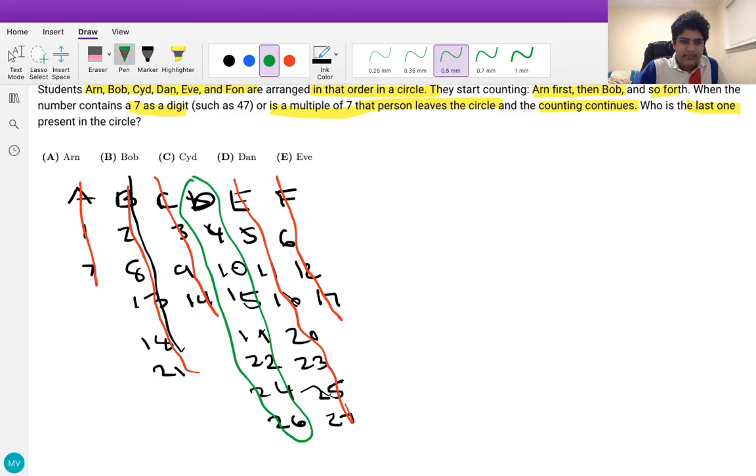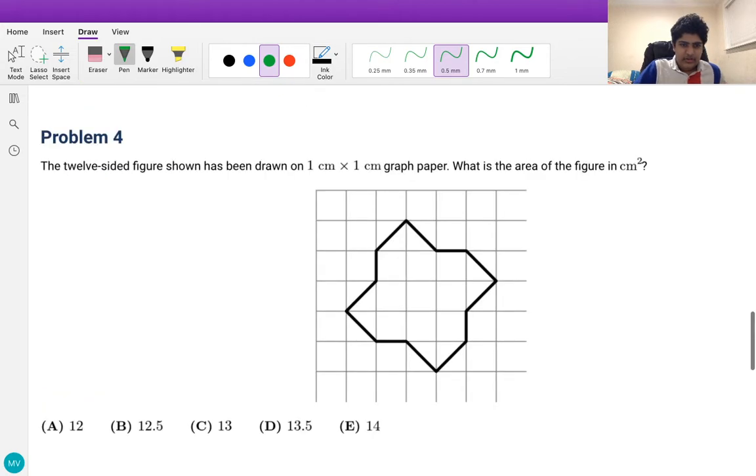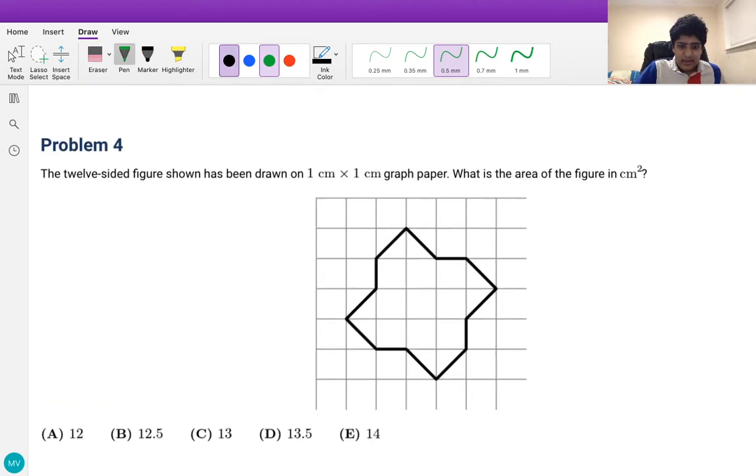And let's continue. Problem number 4. The 12-sided figure shown has been drawn on 1 centimeter by 1 centimeter graph paper. What is the area of the figure in centimeters squared? For this, we can divide this figure into 5 components. A central square, as shown here, like this, and 4 triangles, like these.